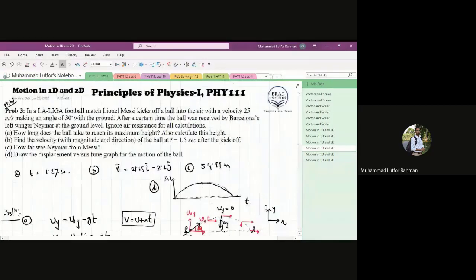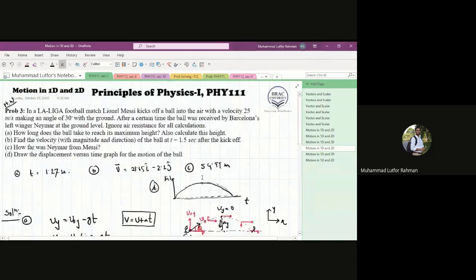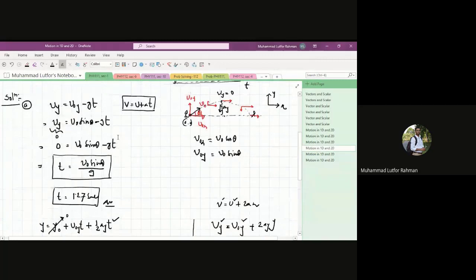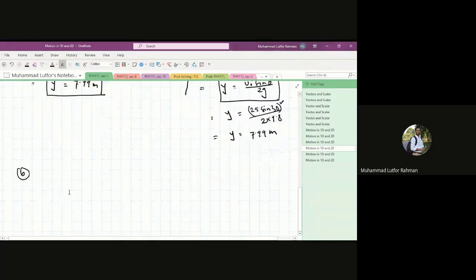Now this actually asks to find the velocity of the ball at t equal to 1.5 second after the kickoff. Now look at this. They say we find the velocity at t equal to 1.5 second. At t equal to 1.2 second, it will be at its maximum height. That means at the middle point of its trajectory. Am I right? Because if I draw, say, this is my trajectory of that ball.